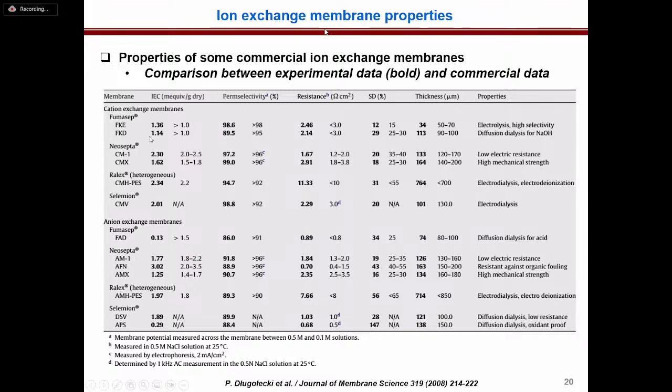On the other hand, there are, for example, Fumasep membranes. These are very thin membranes. You can find them in even 34 micrometer thickness. And if membranes are very thin, you can see they have a very low resistance.